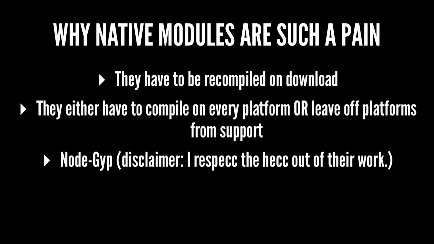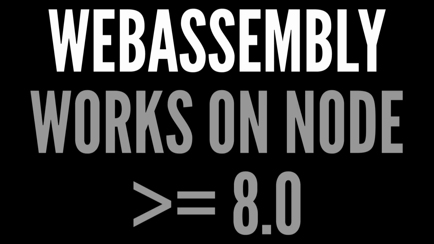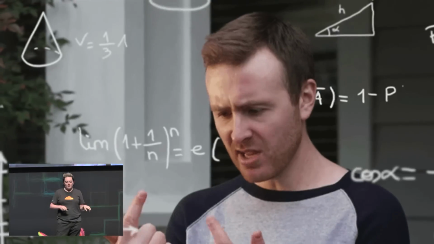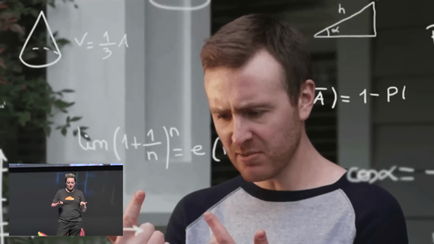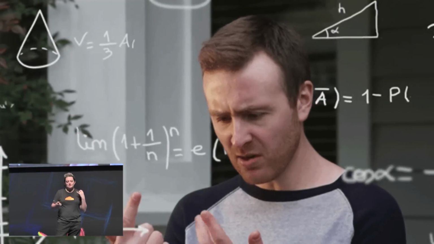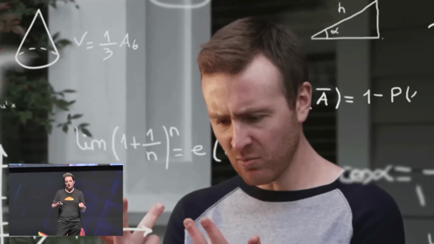Disclaimer, I respect the heck out of the people who work on Node.js. They have a Sisyphean task, an insurmountable task. So I respect the heck out of them. But WebAssembly works on Node anything higher than 8.0. So let's do the math on why this might matter. Why does it matter that WebAssembly works on Node 8.0 and up?